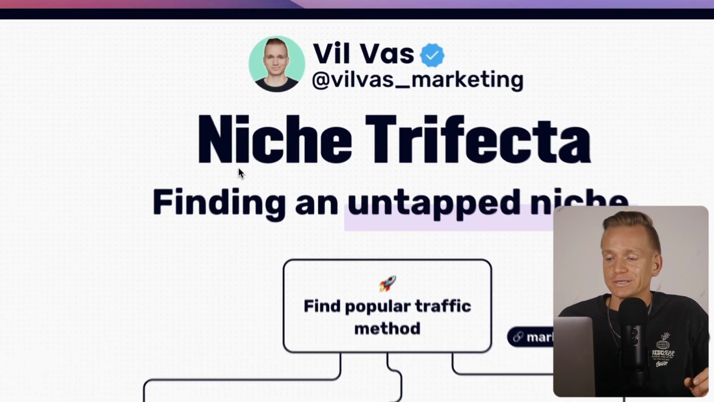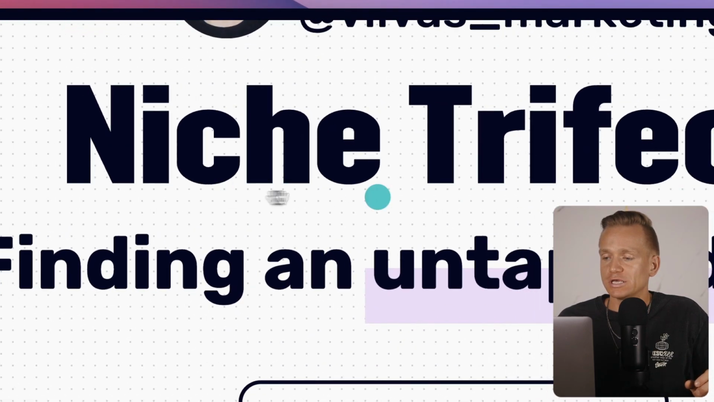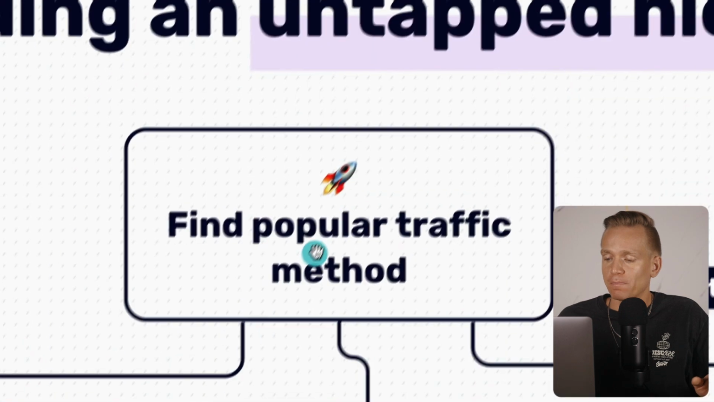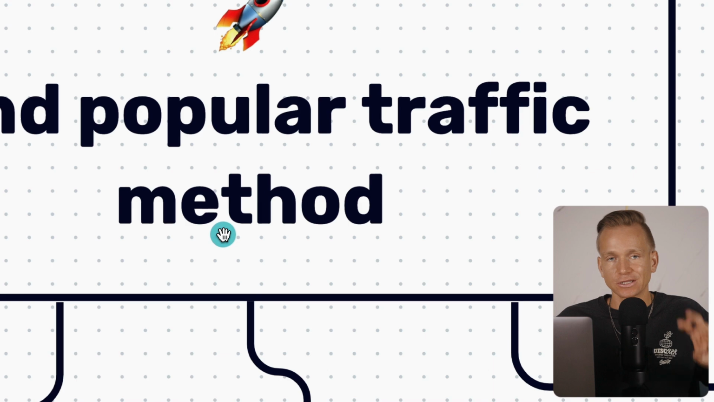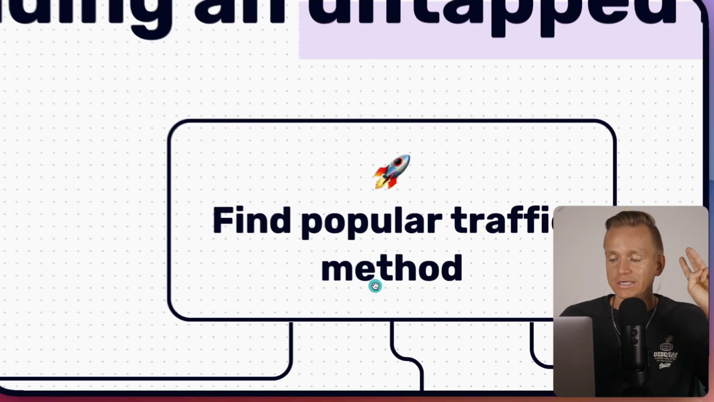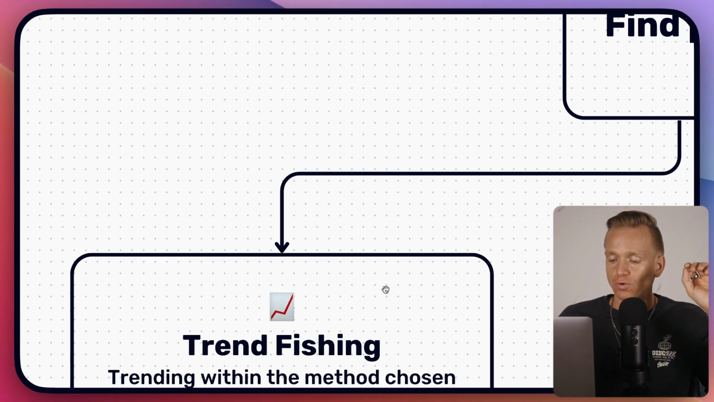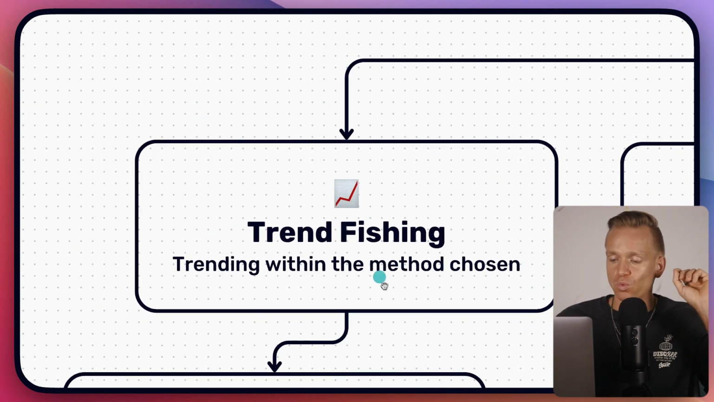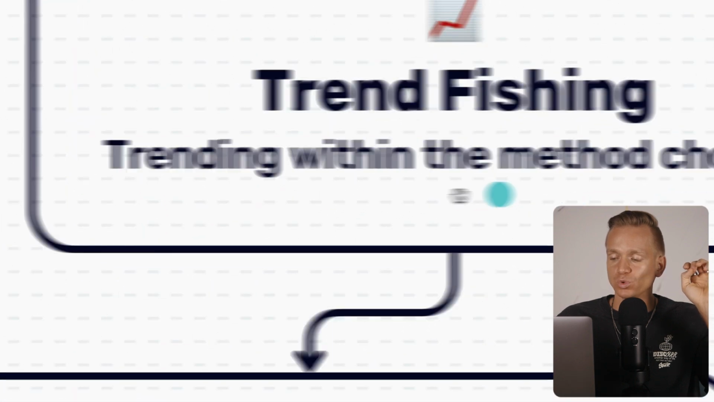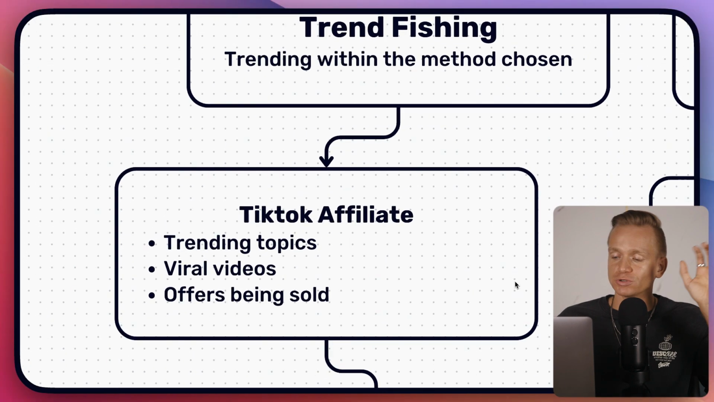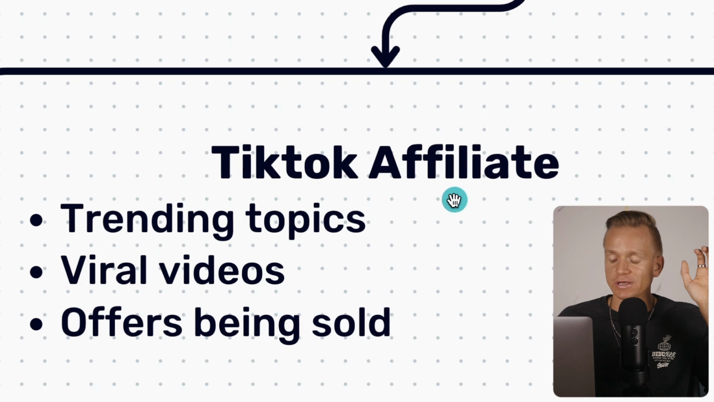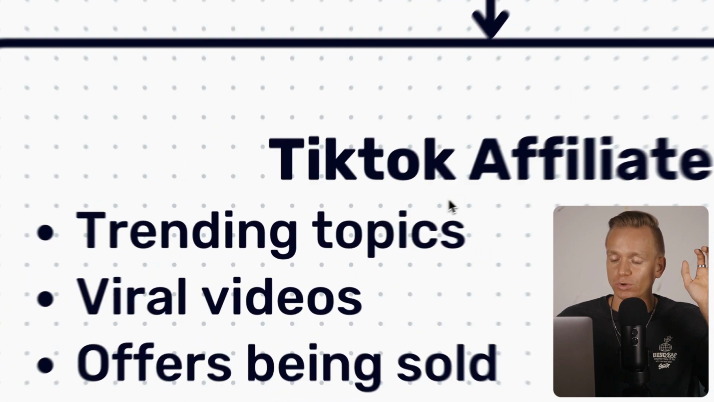This is the concept that I call the niche trifecta. Basically, what we're trying to do is find popular traffic methods, and I'll show you 3 different ways how you can do this. So the very first one is what I call trend fishing, and this is basically just finding what is trending within a chosen traffic method. So for example, let's say our chosen traffic method is TikTok affiliates. We're doing TikTok Shop, what's working really well right now.